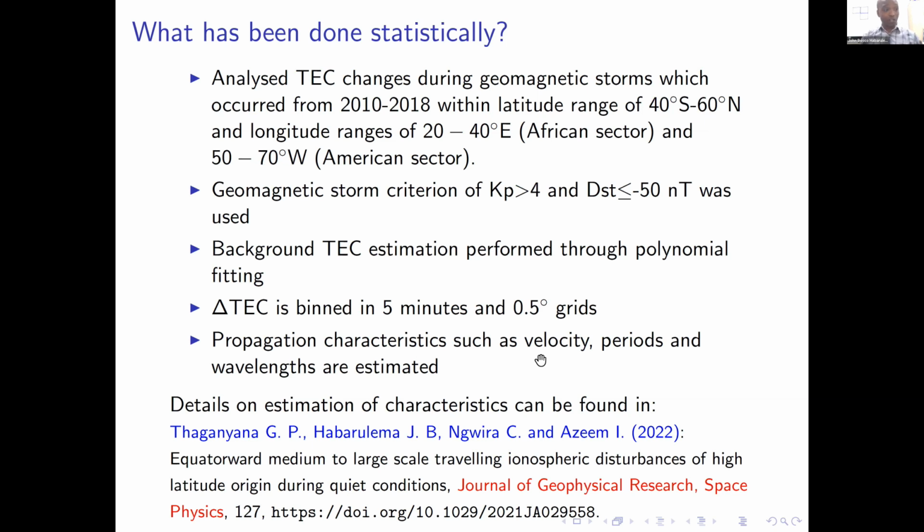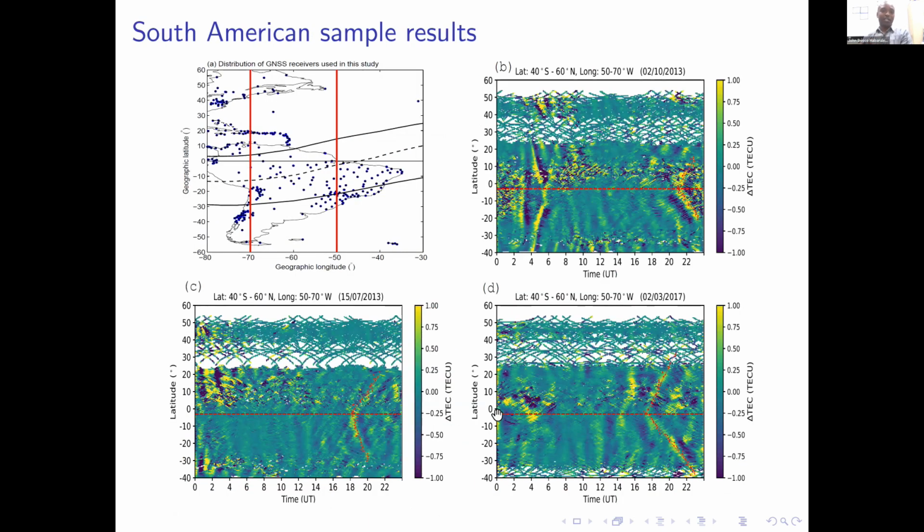And for those who may be interested in this kind of estimation, especially the propagation characteristics, which I won't go into, you can look for the paper which has recently been published in JGR, and the details are right there. Okay, so let's look at a typical example.